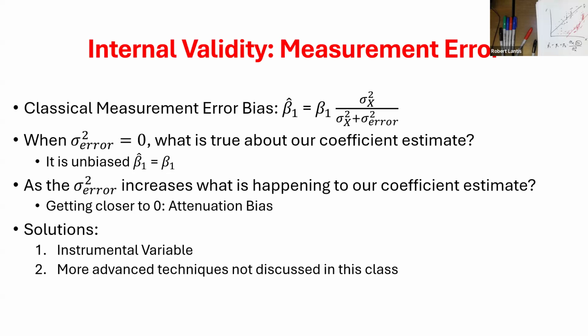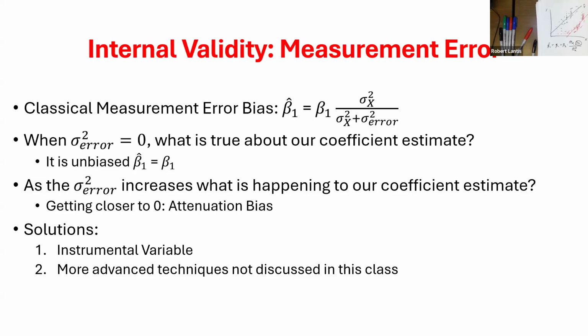Now, as that measurement error goes up, what's happening to our attenuation bias? Let's say with height, people can get pretty close to their actual height. But if you ask me to report how many hours a year I watch TV, people are going to be wildly off. There's going to be a much wider range of measurement error. So if the variance of your measurement error increases, what's going to happen to the bias that you see?